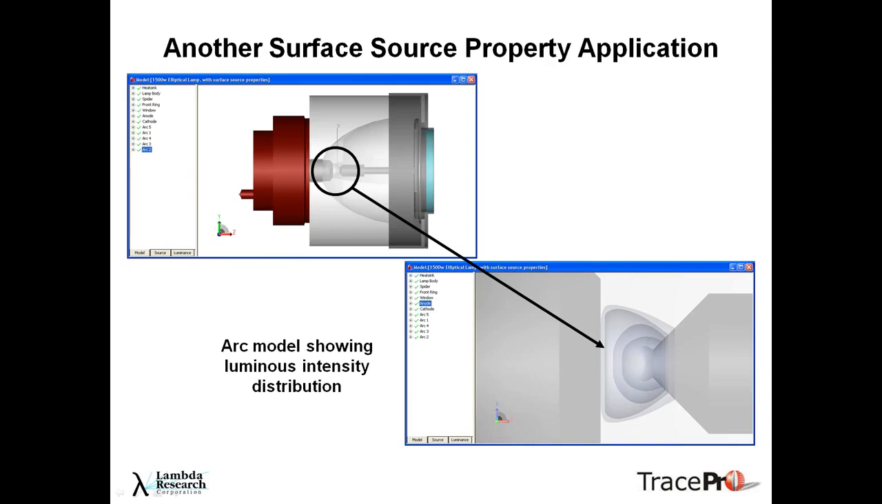Another application I like to show, not LED related, for a surface source property is the arc of a xenon lamp that might be used in, say, a digital projection system. In lamps like this, we have a cathode here and an anode here. The luminous intensity of the arc is brightest right at the tip of the cathode, and then it falls off as we move away from that tip. We can model this by creating a series of nested solids in TracePro and applying different surface source properties to each one to model that change in luminous intensity.